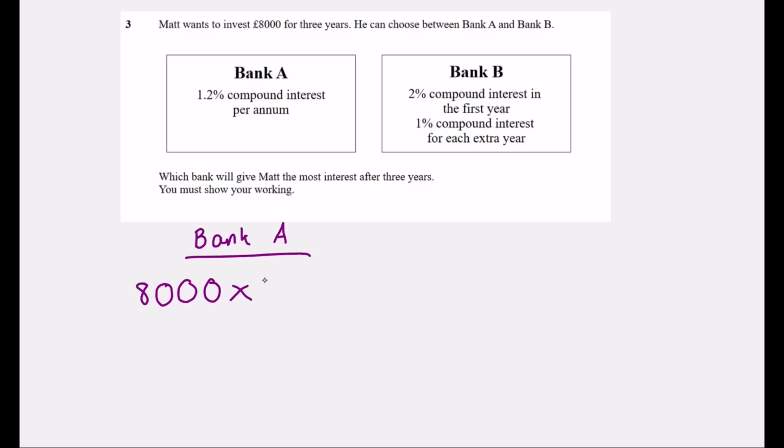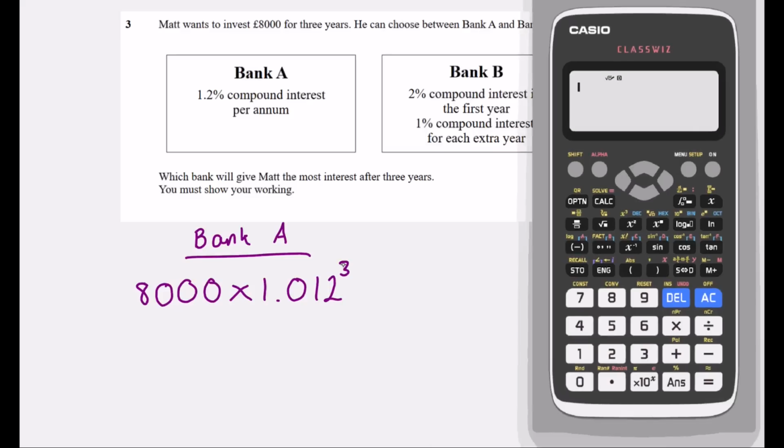To add on 1.2%, we multiply by 1.012. That adds on 1.2% in one calculation. We're going to do it 3 times, so we can write cubed. And then we'll just type that into the calculator, and we get £8,291.47.